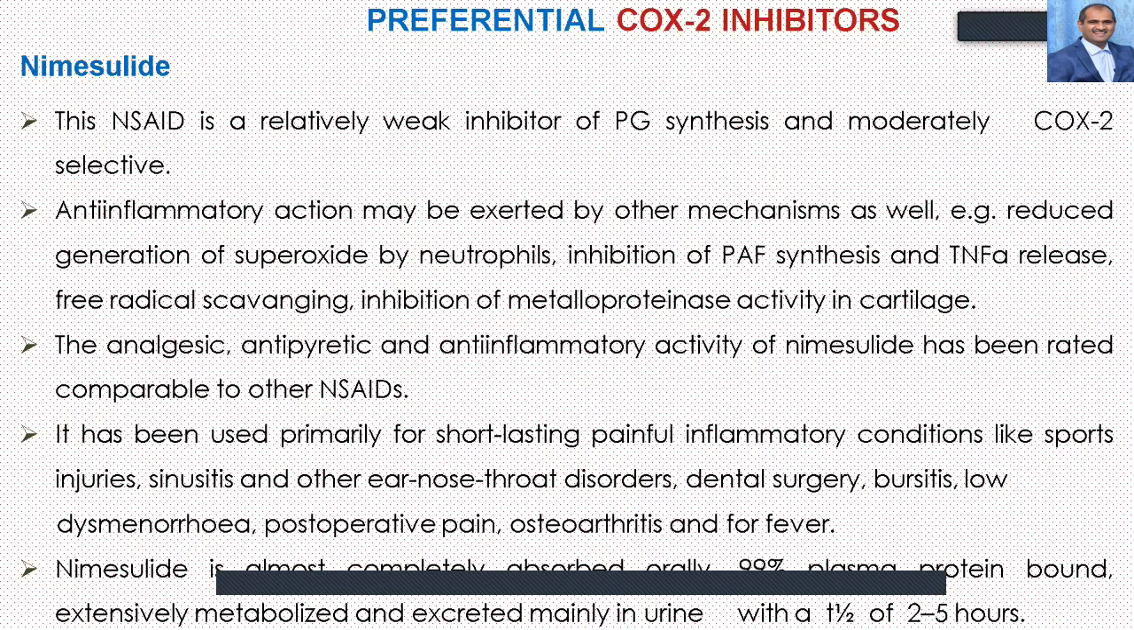Nimesulide is almost completely absorbed orally, 99% is plasma protein bound, it is extensively metabolized in the liver, and mainly excreted through urine with a half-life of 2 to 5 hours. It is going to act for 2 hours up to 5 hours, and we can see the effect.